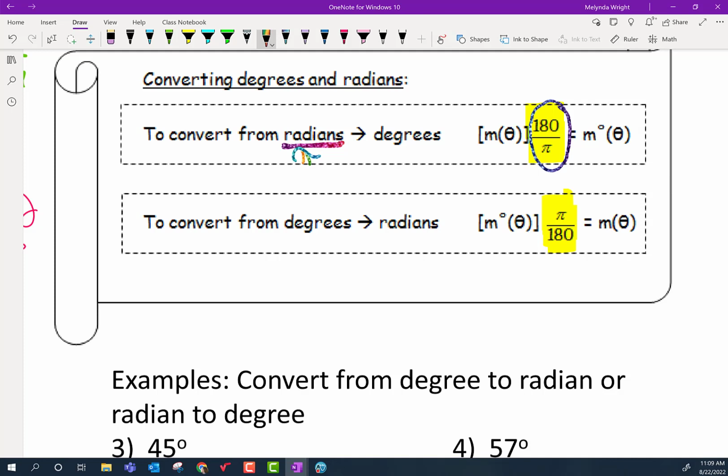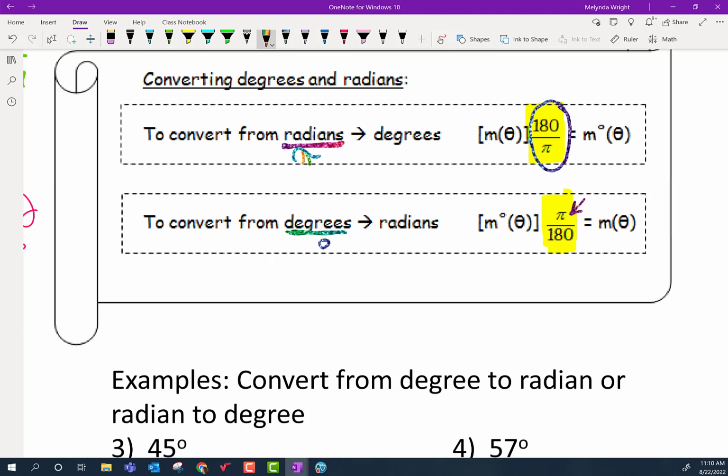On the reverse, if we have degrees, we would want to get rid of the degrees and insert a pi, right? So hopefully it shouldn't be hard to figure out which one to use. Typically, whether you gain a pi or lose a pi is really what you would think about.